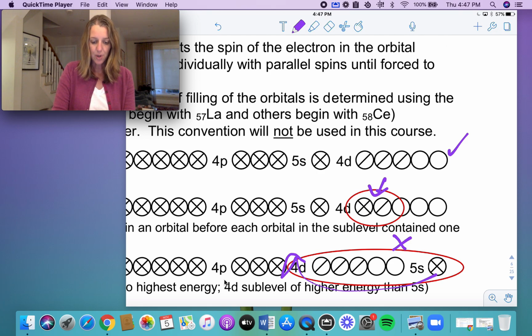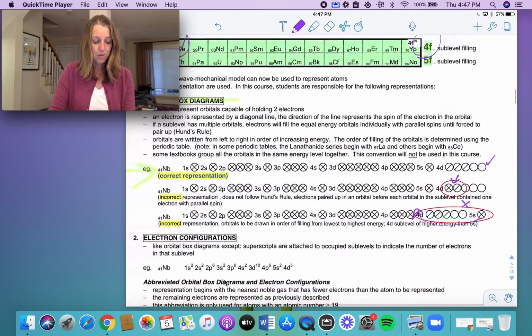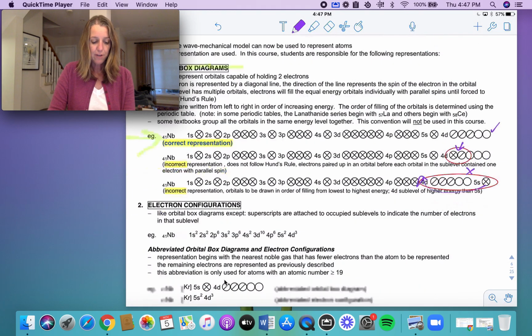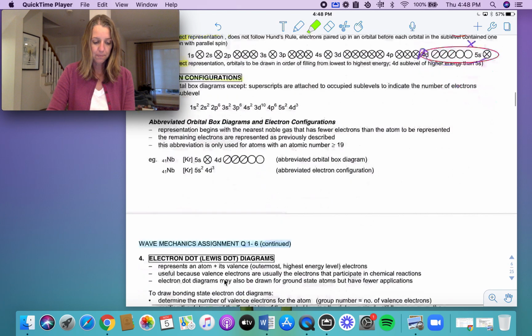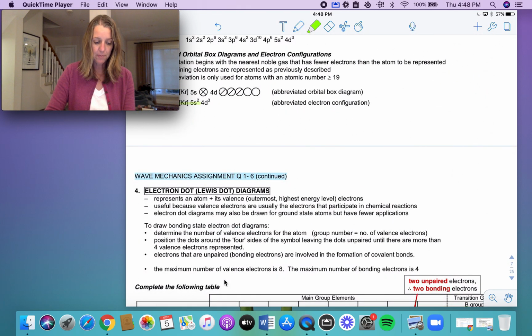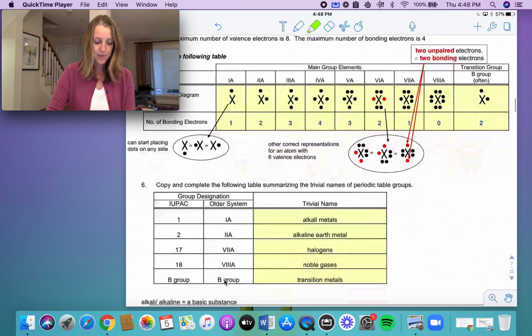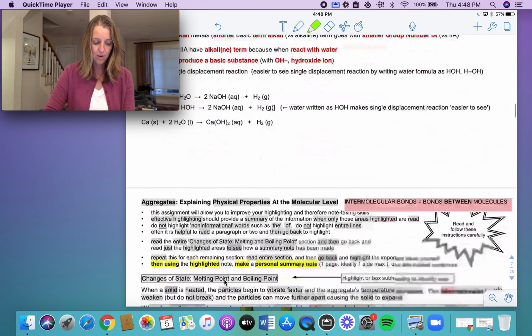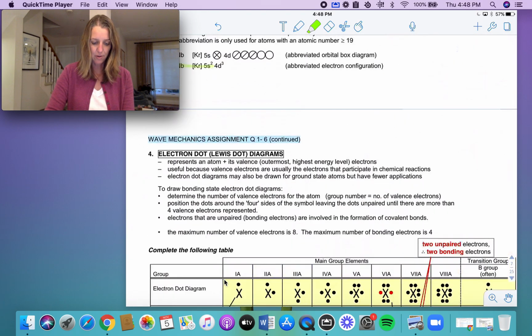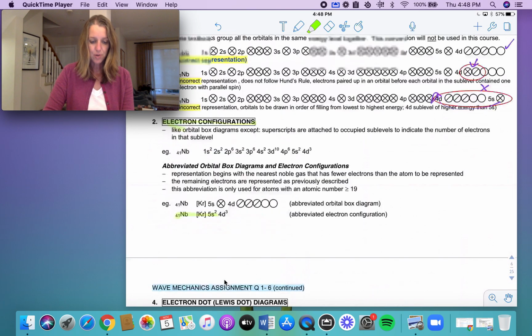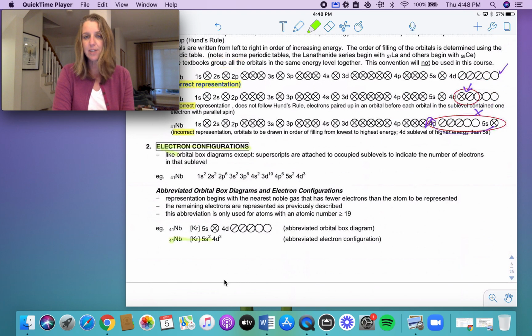All right? So again, you may be asked to do an orbital box diagram. What if you're asked to do an abbreviated orbital box diagram? Maybe you'll be asked to do the full electron configuration. There's an abbreviated one. What are my other options? Oh, I guess that's all. We've gone through them all. Okay, so just make sure you understand how to do that and just do an example for each of them.